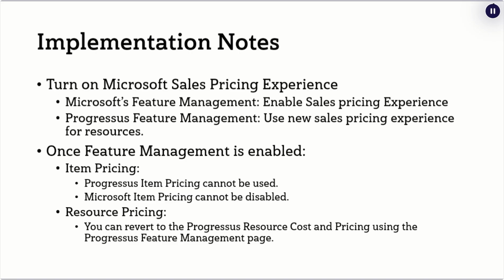To implement the Microsoft pricing for resources, the feature must be enabled in two places. The first is Microsoft Feature Management, and the second location to enable is Progressus Feature Management. Microsoft does not allow its new sales price experience to be turned off once it is enabled. Turning on Microsoft's new sales price experience enables Microsoft item pricing, which cannot be turned off. However, Progressus gives the option to turn Microsoft resource cost pricing on and off in the Progressus Feature Management.